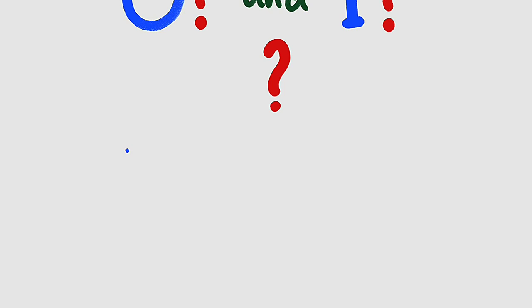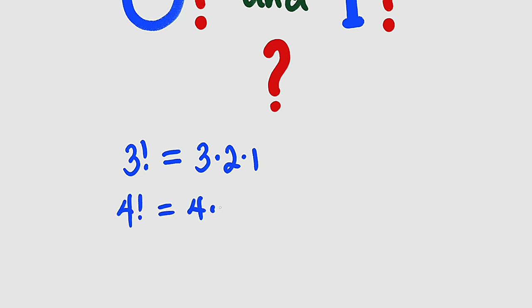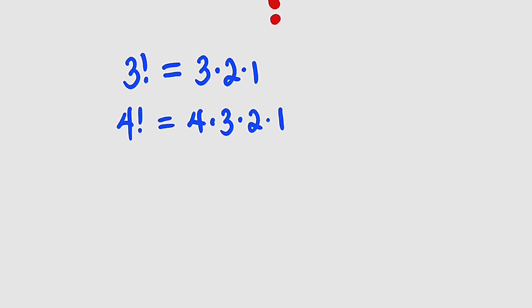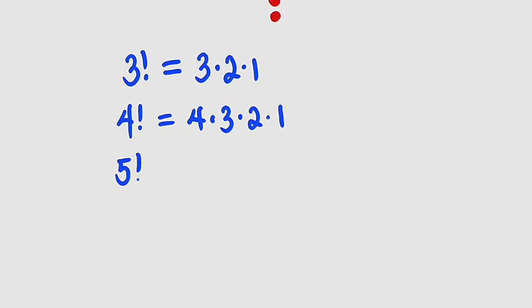Remember, if you wish to find 3 factorial, for example, it is the same thing as multiplying 3 by 2 by 1. You should multiply them in descending order up to 1. The same thing, 4 factorial is 4 multiplied by 3 multiplied by 2 multiplied by 1. Let me take one more. 5 factorial equals 5 multiplied by 4 multiplied by 3 multiplied by 2 multiplied by 1.